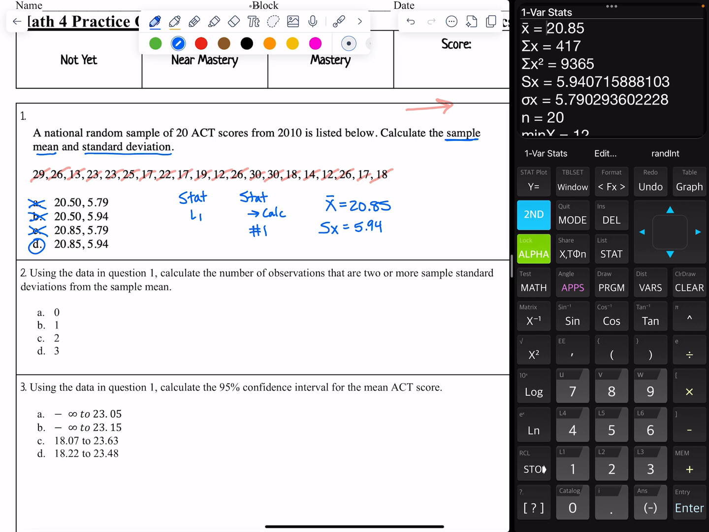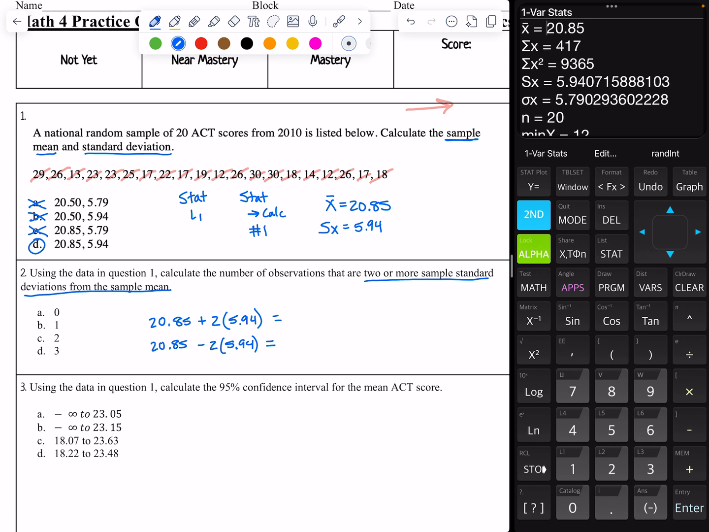All right, number 2 says, using the data in question 1, calculate the number of observations that are 2 or more sample standard deviations from the mean. So what you can do is take the mean, 20.85 that we just found, and add 2 standard deviations to that. It says 2 or more sample standard deviations from the mean, so we'd also have to subtract 2 of those. And we just want to see how many data points would be outside of these 2 numbers.